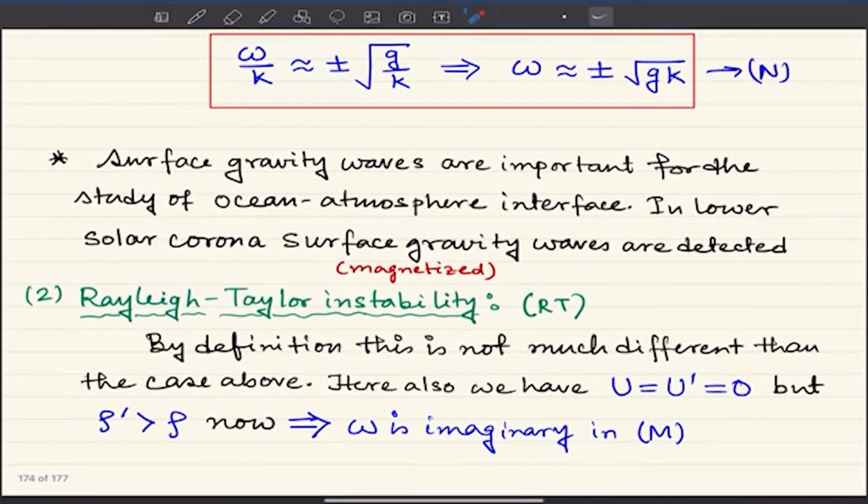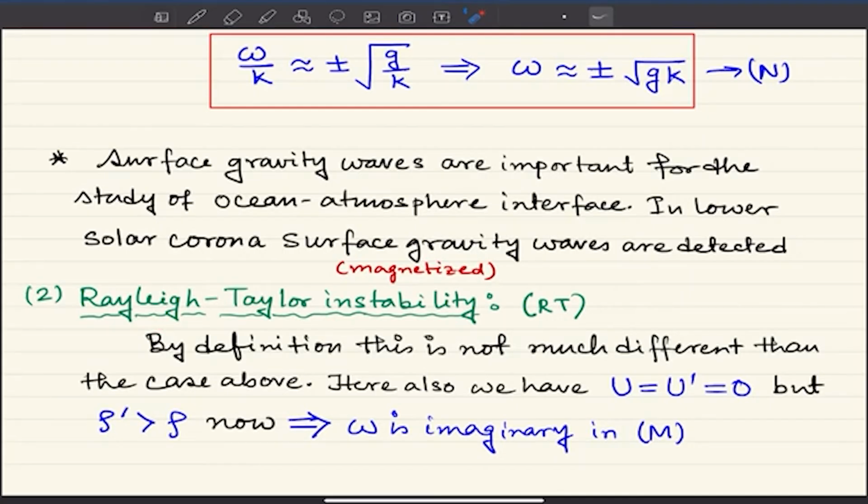After that, another very interesting thing. So this was the story of a stability condition where the system responds in terms of a linear wave mode. Now we see the inverse situation, but always with the same initial condition. This is another condition, which is known as the case of Rayleigh-Taylor instability, or RT instability.